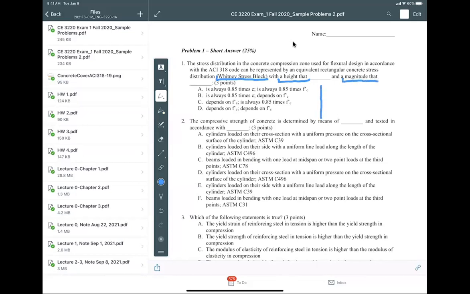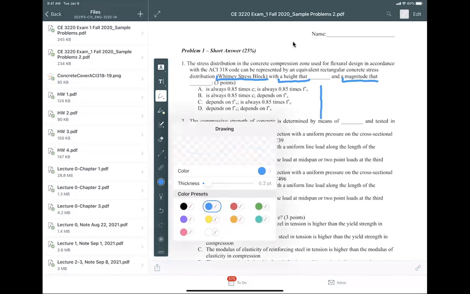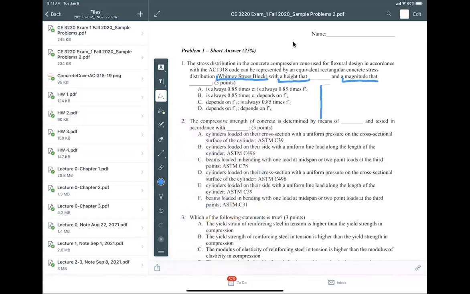So immediately in your head, you should start thinking, and sorry, let me just change my line width. Okay, this is better. All right, so you start thinking of the stress distribution of a concrete compressive zone, and this is 0.85 f prime c, and this is the effective zone a. Here it was asking the height of what, right? The height of beta 1 c, right?